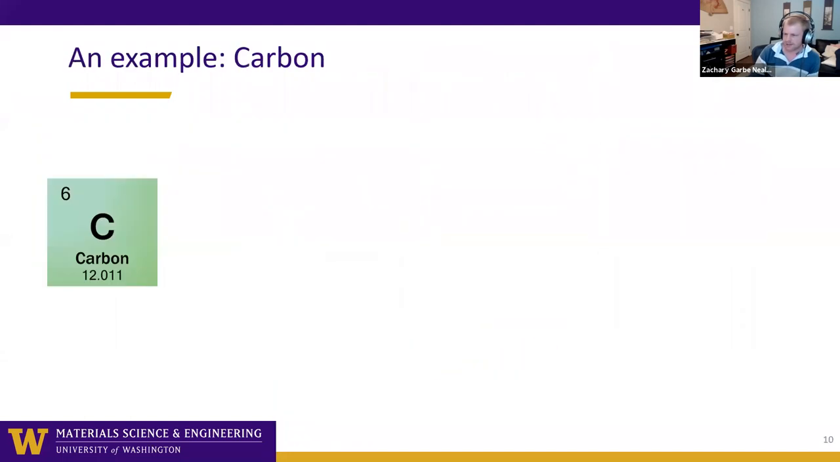Oh, I skipped ahead. So here's another example of taking a single element, all right? In this case, it's carbon. Now there's two different types of carbon, and you guys can help me. I kind of gave it away. What are the two different types of carbon this single element can exist as?